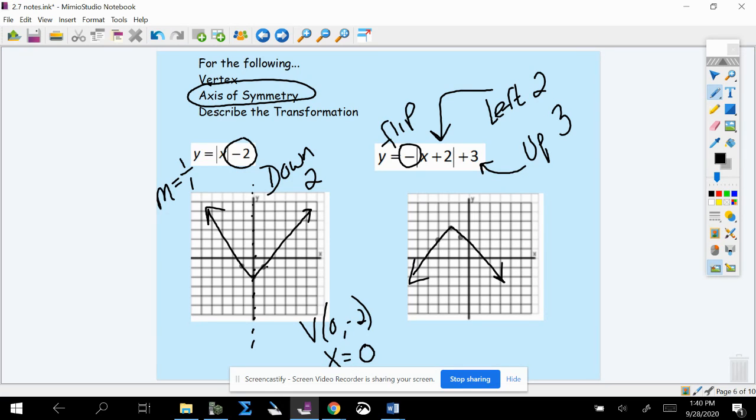Notice it is upside down, or it flips. So that means my vertex happens at the point (-2, 3). -2 because it goes to the left 2, +3 because it goes up 3. And my axis of symmetry is going to go through the point x equals -2, meaning that it splits it right down the middle with a vertical line there. So again, every piece of the equation matches up to what happens to the graph. What is the transformation or the shifting?